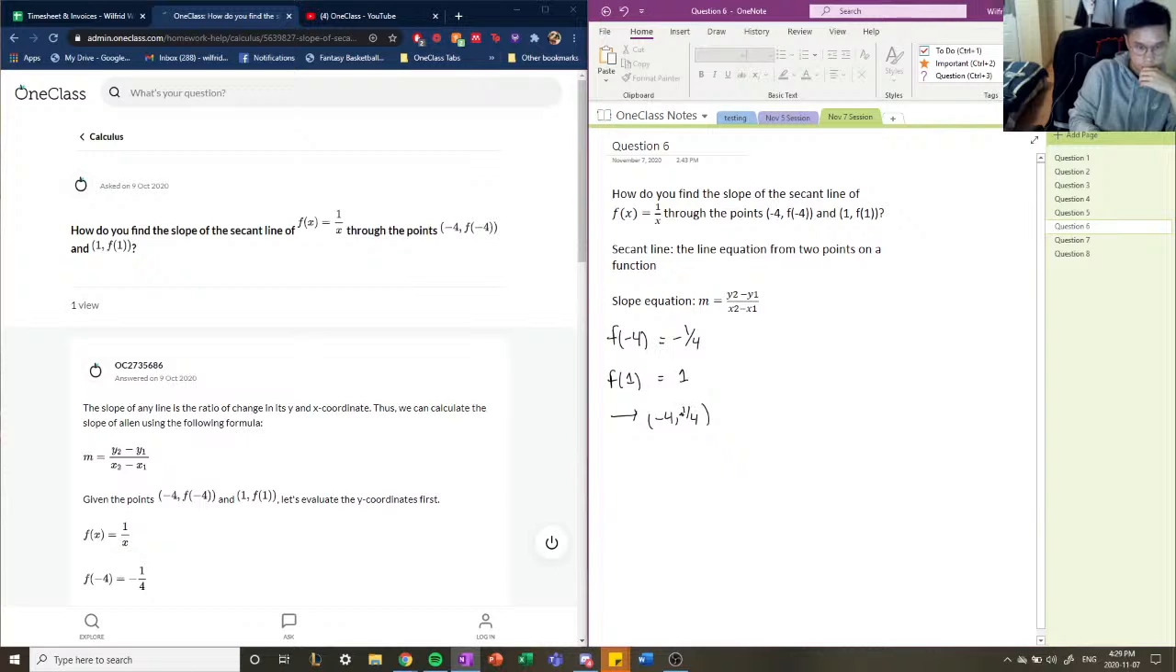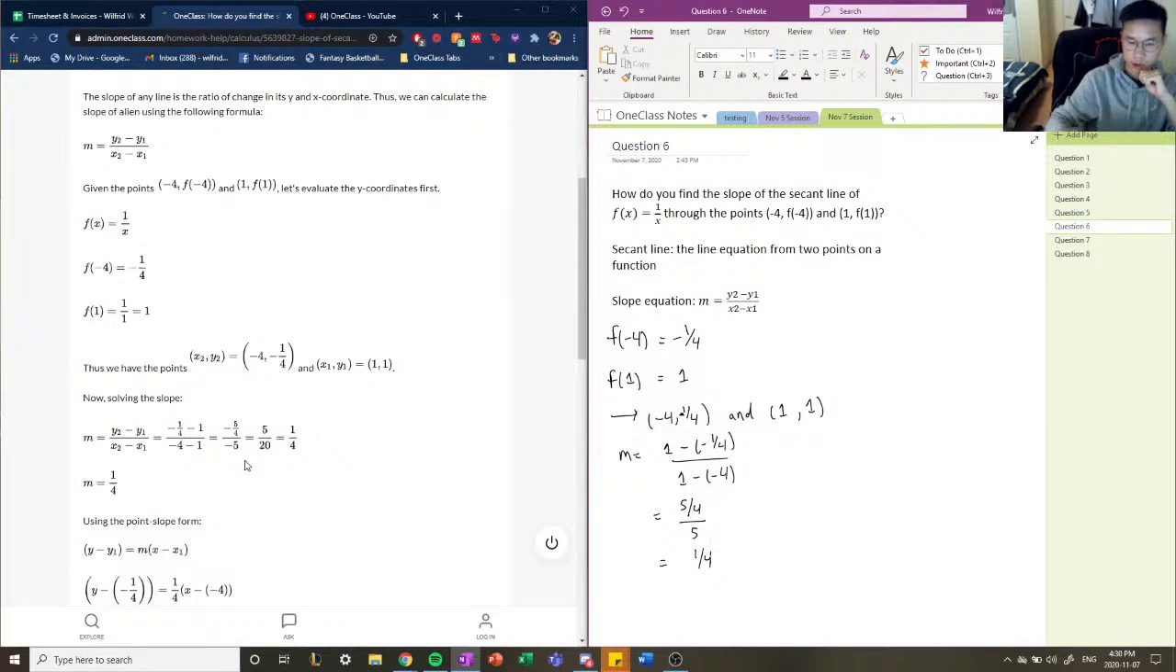Okay, this is a negative 1 over 4, and 1 and 1. Okay, so using our slope equation, we're going to say 1 minus negative 1 over 4 over 1 minus negative 4. Okay, so it looks like we're going to have a positive slope. So this is 5 over 4 over 5. So our slope, in fact, is 1 over 4. Just going to check that. Okay, cool, it's correct. And now we're just going to need to find the y-intercept.